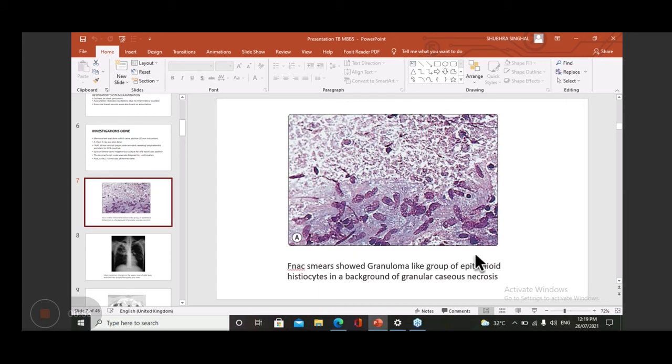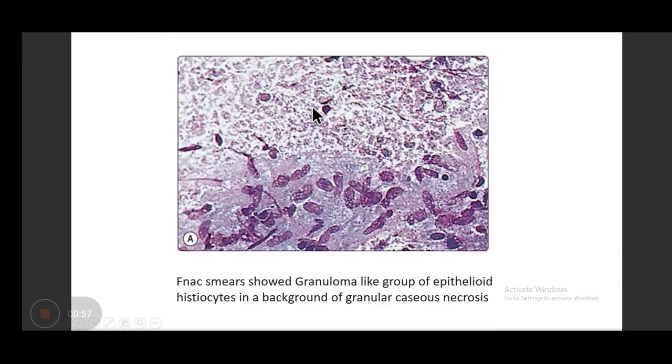Okay. Then this is your FNA. I'll just enlarge it for a minute. This is your FNA smear of that cervical lymph node. You can see these epithelioid cells. And the background is showing caseous necrosis. This is your necrosis. These are your epithelioid cells. These are FNA smears, basically cytology smears, right? These are your epithelioid histiocytes in a background of granular caseous necrosis. Okay.